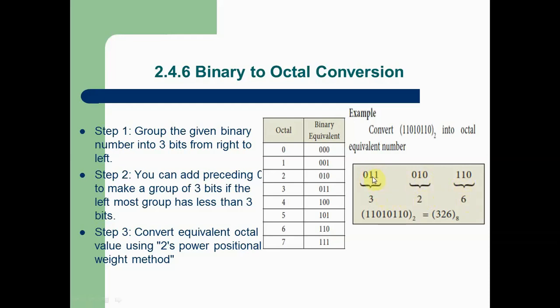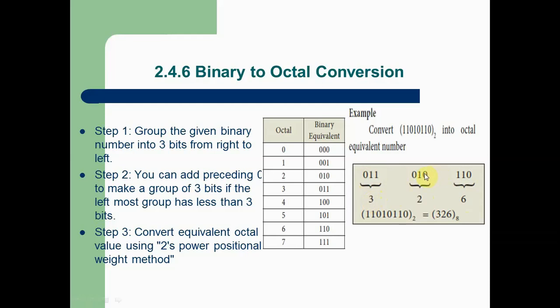So 2 power of 0, 2 power 1, 2 power 2. 2 power 0 value is 1, so 1 into 1 is 1. 2 power 1 value is 2, 2 into 1 is 2. So 2 plus 1 is 3. Here anything multiplied by 0 is 0. So the final answer is 3.